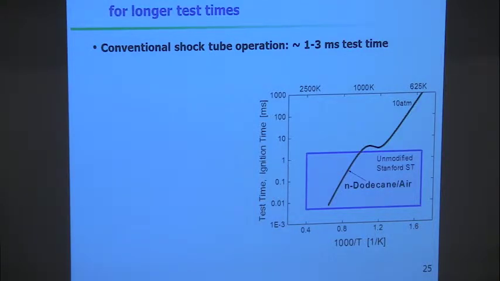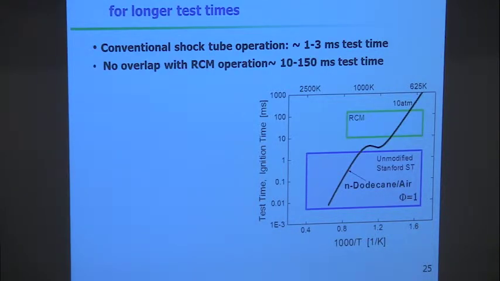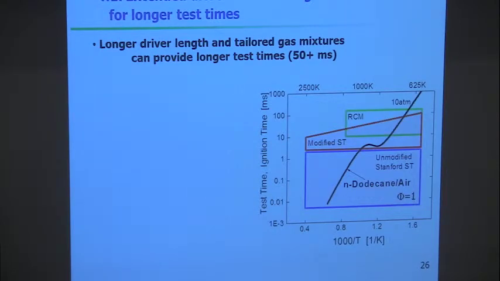So what are we going to do? The RCM people are mostly up here. They can't really get below 10 milliseconds because they have this problem with the fact that they're compressing it. They can't get a step change. We both have a problem. So we're going to change our shock tube so that we can overlap, or we'll play some tricks to do this.